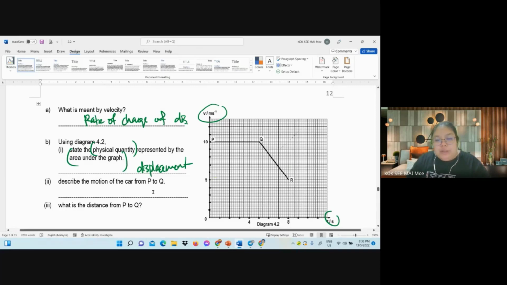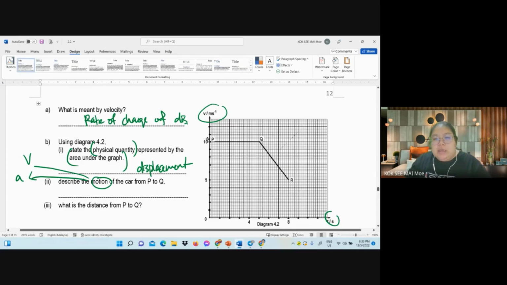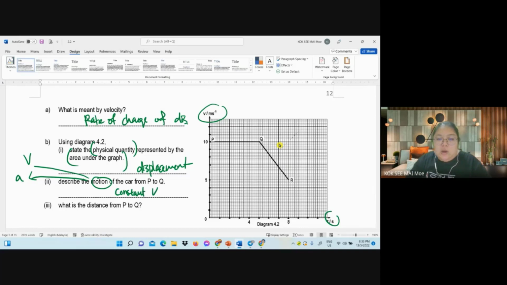Okay, describe the motion PQ. For motion, you can only mention velocity, or you can only mention acceleration. So PQ, if I want to mention velocity, there's a constant velocity. Or if you want to mention acceleration, there's zero acceleration.